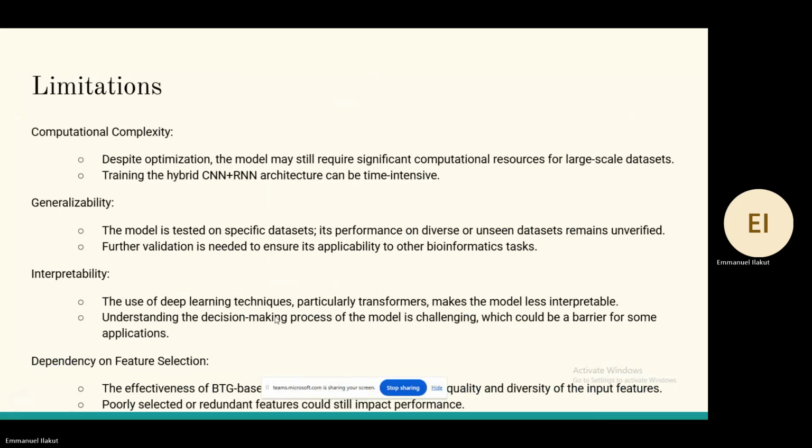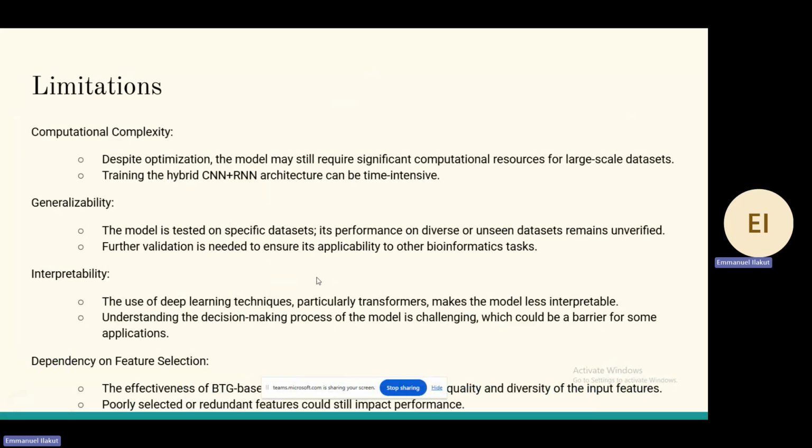Limitations. Despite the optimization, the model may still require significant computational resources for large-scale datasets. While one of our objectives was to achieve low computational complexity, if you give these models bigger or more complex datasets, while our interest may be to reduce computation, that may be hard to achieve given the time intensity of some of the architectures that may be required.